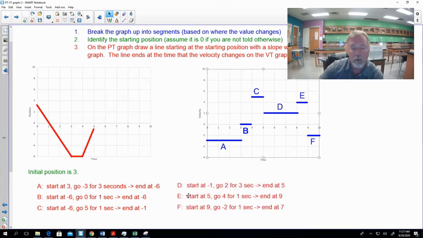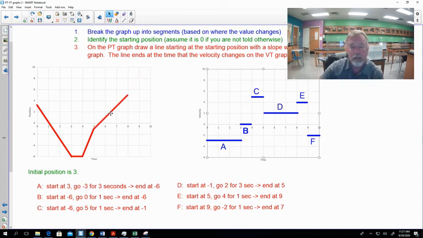Let's look at segment D. Well, we know we're going to start at -1. What's our velocity for D? It's 2, and we go for 3 seconds. So if we go at 2 for 3 seconds, that gives you a distance of 6. Right? You start at -1, we add 6, we're going to end up at 5. So we're going to draw our line there that goes to 5.